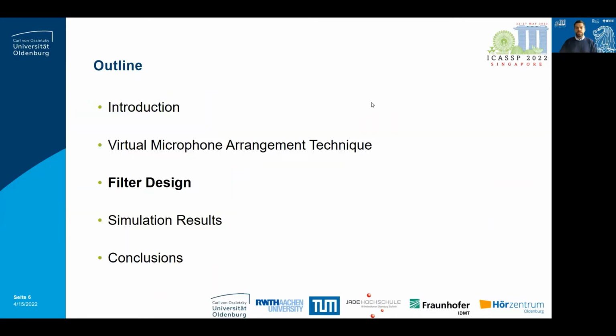In the following section, I'll present you a novel optimization procedure to derive a fixed multi-loudspeaker ANC controller that uses the virtual microphone arrangement technique and an approximation to overcome the non-convexity of the objective function when it is assumed that the ANC controller is a single input multiple output FIR filter.